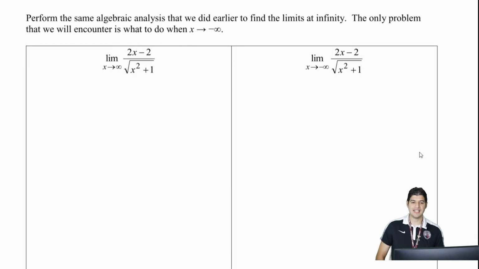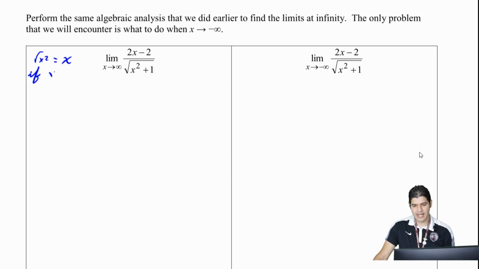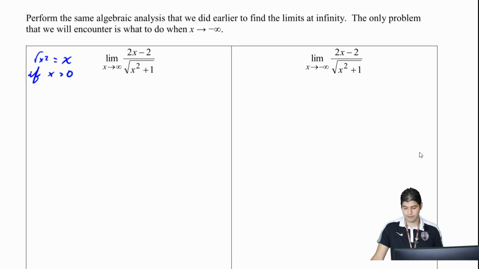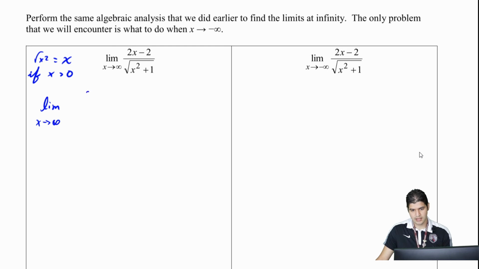All right, so let's do the same algebraic analysis that we did earlier. The only problem is when we actually approach negative infinity. So what I want to do is I want to think, okay, what is the square root of x squared? Well, that's going to get me x when x is greater than 0, which is what's happening when x is approaching positive infinity.